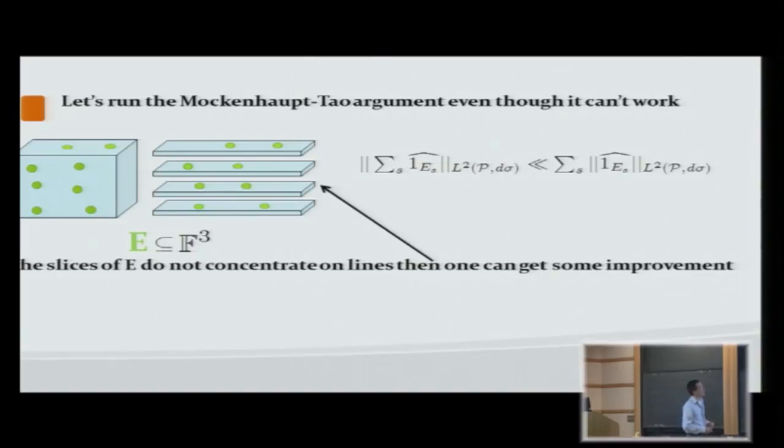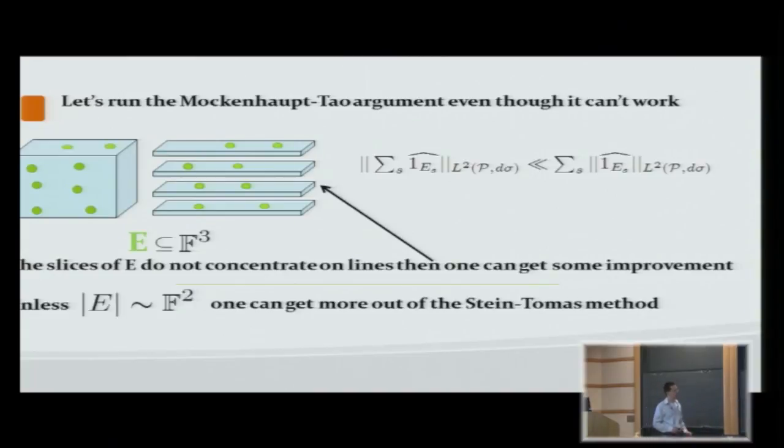So it turns out that if you had this set and every time you sliced it, the set didn't concentrate on a line, well then you could still run the Mockenhaupt-Tao argument. And so the problematic case is when every time you slice it, you get something that looks like a line. And this is in sync with our intuition, because the problematic case is when all the points are on a plane, and if you slice a plane, you get a line. So this is exactly the problematic case.